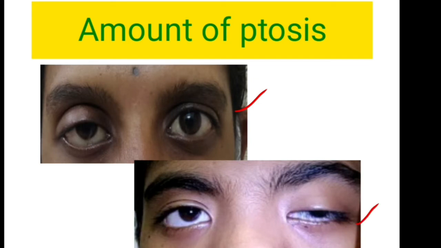The amount of ptosis can be graded as mild if the ptosis is 2 mm, moderate if the ptosis is 3 mm, and severe if it is 4 mm and covering the pupillary axis. This you can quantify by measuring the interpalpebral aperture, okay, and then subtracting it from the normal interpalpebral aperture. So that will give the amount of ptosis. It is important to quantify because the surgical treatment for the ptosis will differ depending upon the amount of ptosis also.